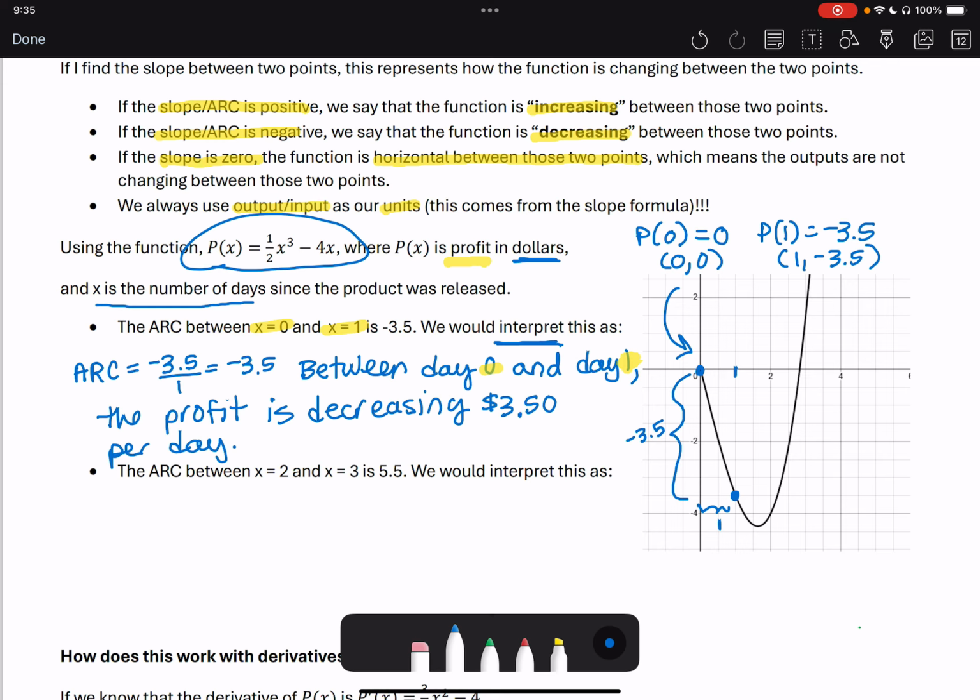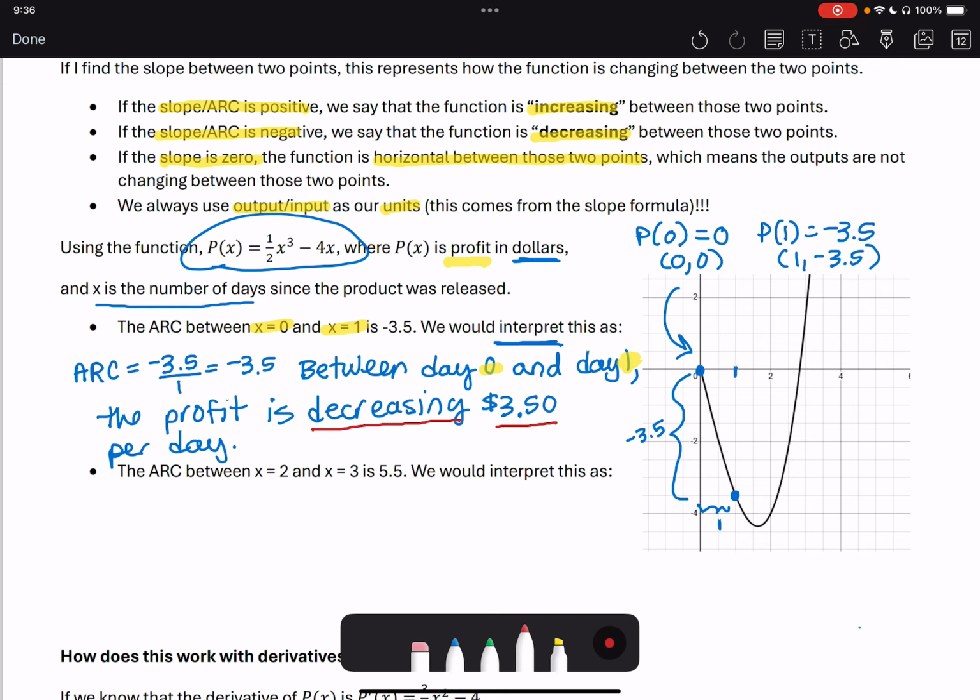All right, first of all, since it's negative, we would use the word decreasing. So if it's negative, we're going to say decreasing. If it's positive, we're going to say increasing. Now notice here that I did not continue the negative sign over here in my interpretation. When I use the word decreasing, that is representing the negative. So I wouldn't want to say it's decreasing negative $3.50. It's just decreasing $3.50.